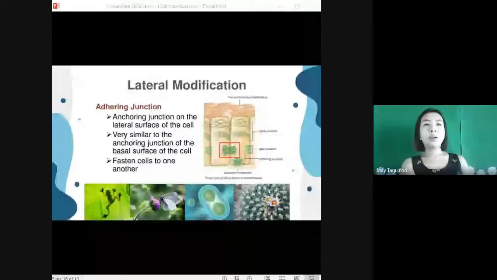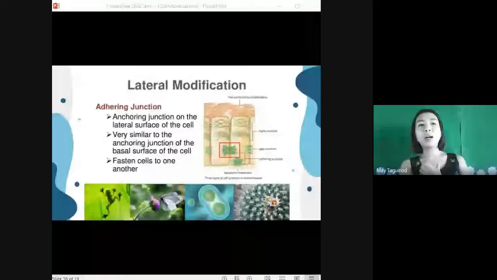A second one is the adhering junction. Anchoring junctions on the lateral surface of the cell are very similar to the anchoring junctions of the basal surface of the cell, and they fasten cells to one another. Adherens junctions are involved in a number of critical functions, including providing additional structural support. For example, they hold cardiac muscle tightly together as the heart expands and contracts. Adherens junctions are built primarily from cadherins. A cadherin is any of a class of transmembrane proteins important in holding tissue together.